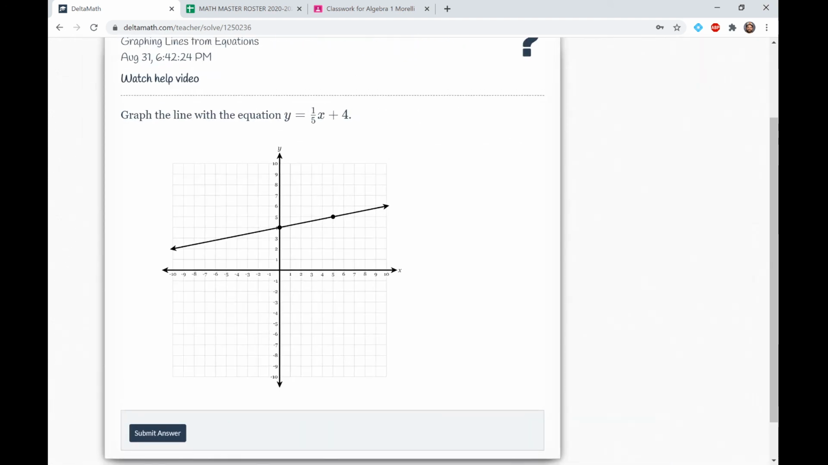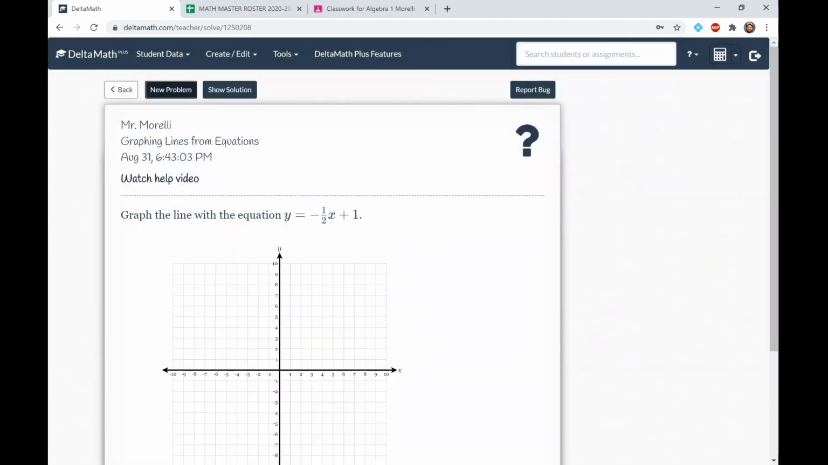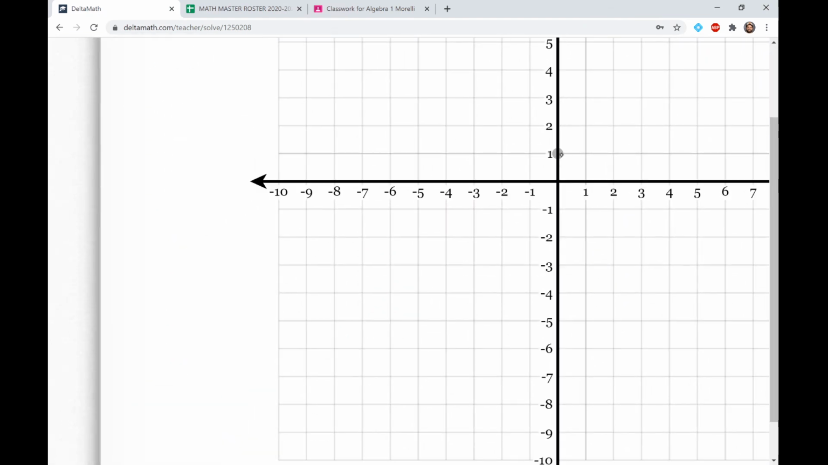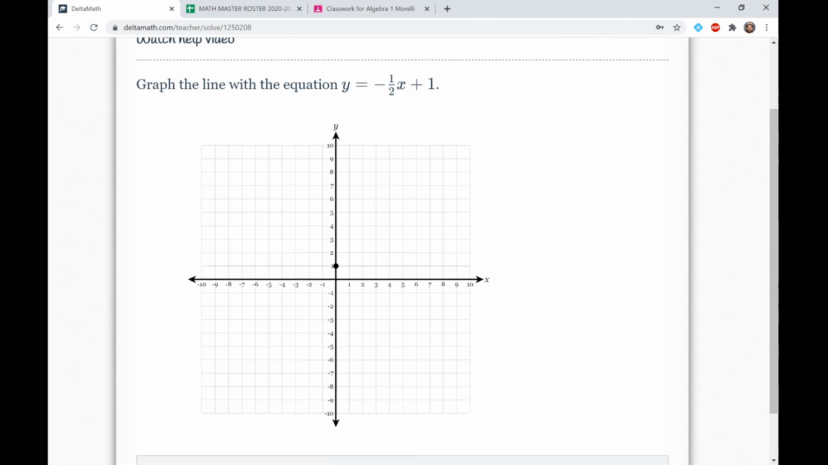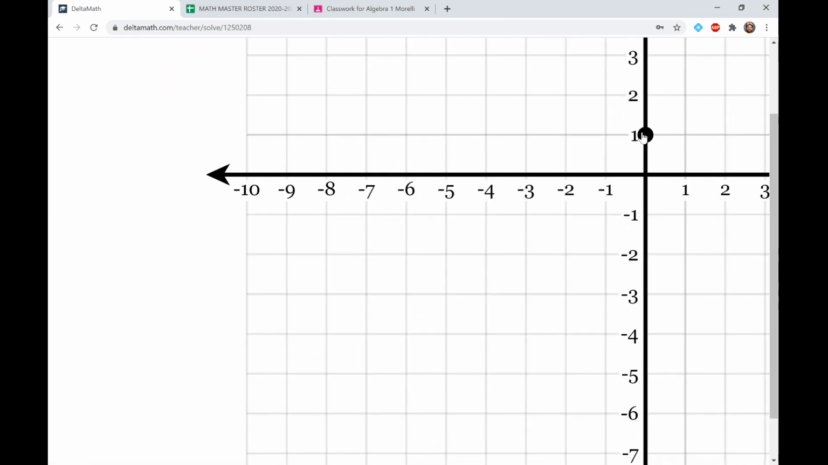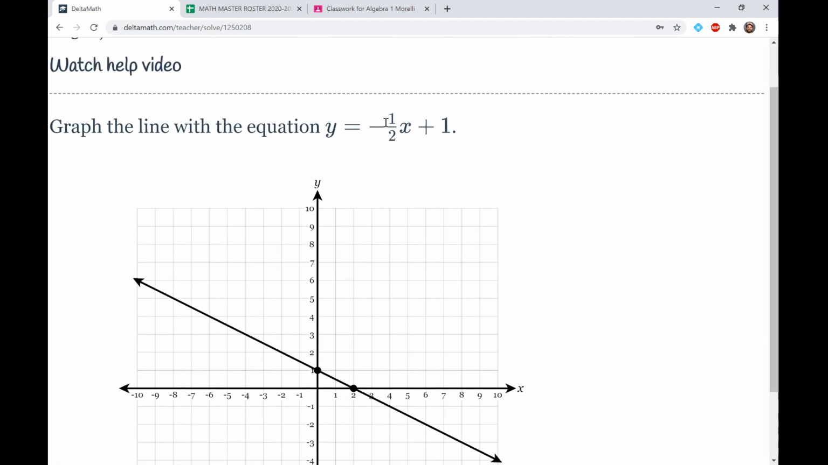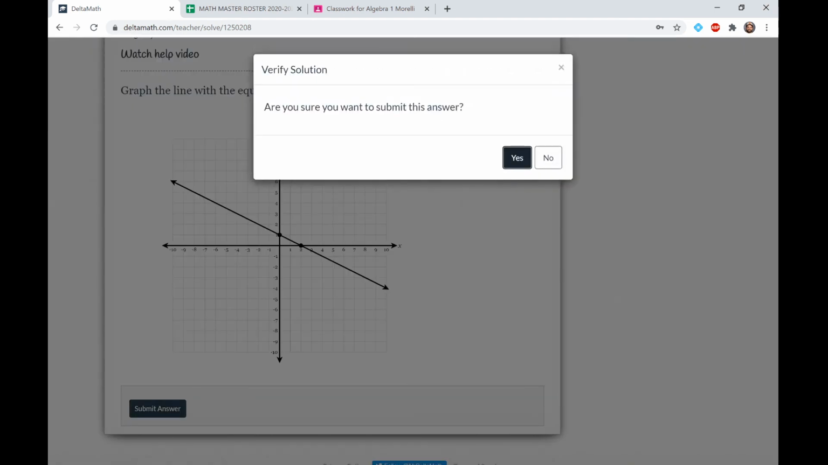I'll just do one more. Negative 1/2 x plus 1. Fantastic. So our plus 1 goes right there. You start at the origin, you go up 1. Now it's negative 1/2 x. So starting at that point, we're going to go down 1, over 2, because it's down 1 over 2. That's how you read that slope. And there you go. You could just do hundreds of these, right?